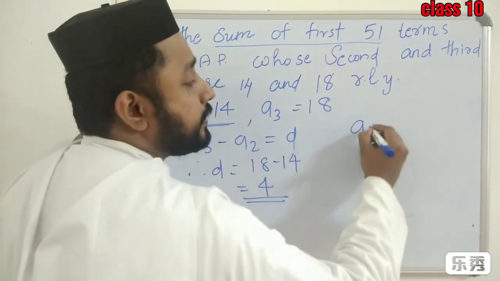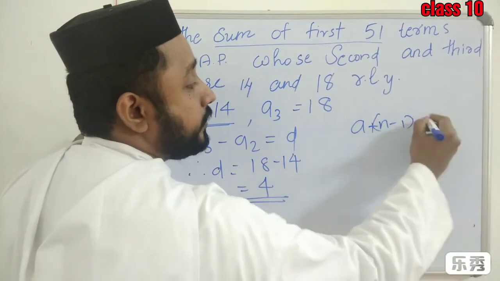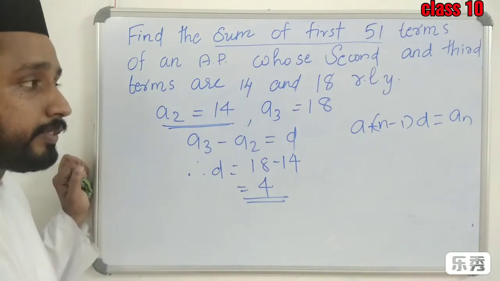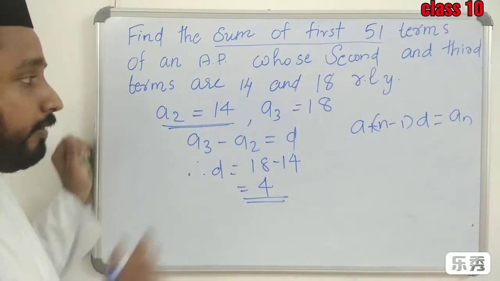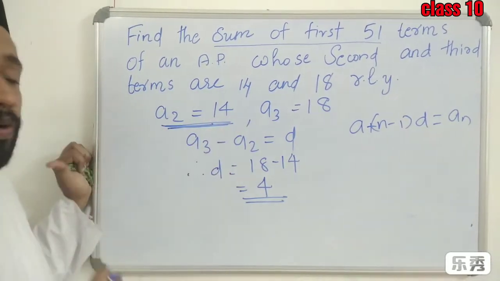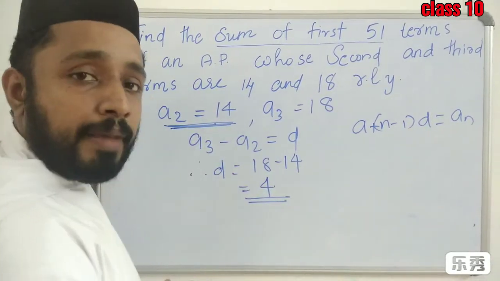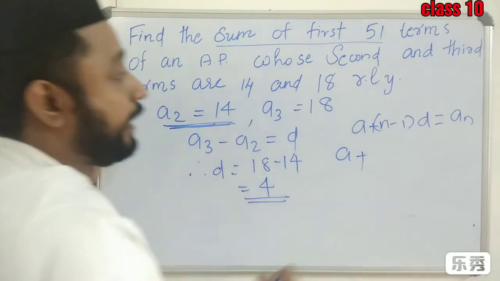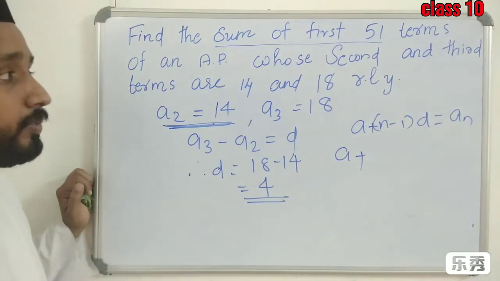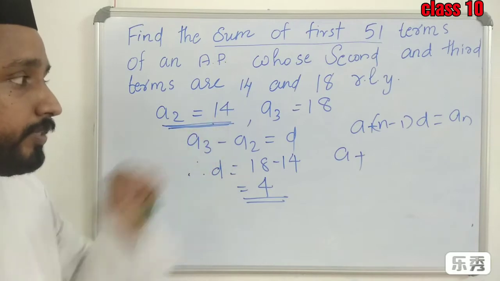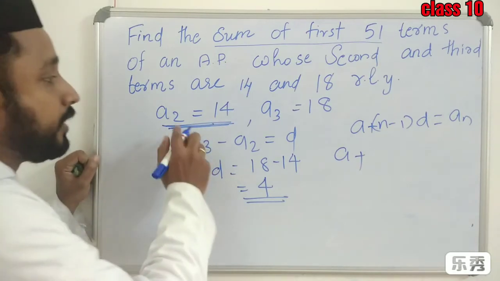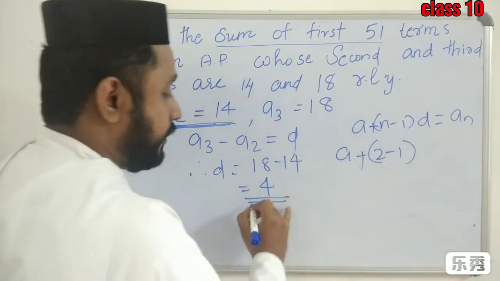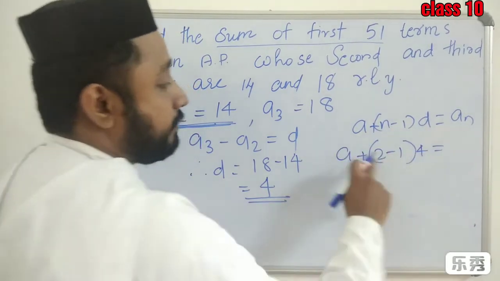The nth term is A plus n minus 1 into D. Here A2 is equal to 14. We consider this condition and find the value of A. So A plus n minus 1 into D, where n is 2, that is 2 minus 1, into D, and D is 4. Here consider n is equal to 2.